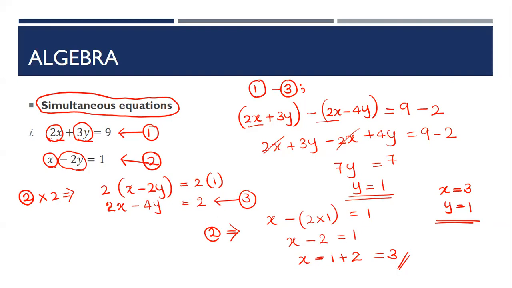So you have to consider what the possible ways are, and from the possible ways you have to choose the easiest way and do the question.